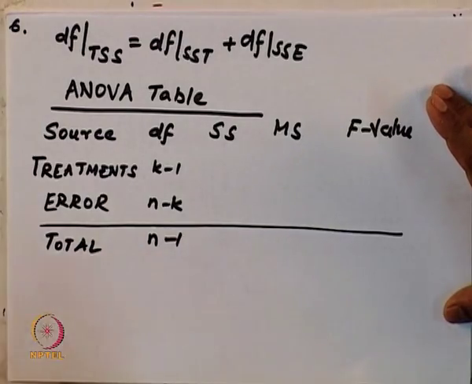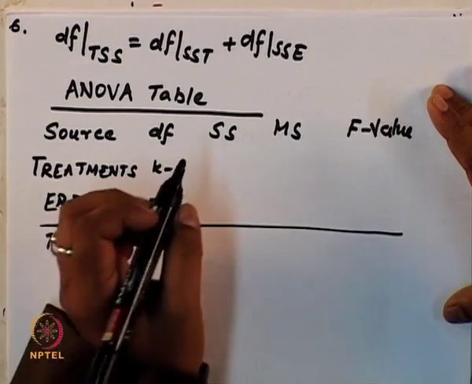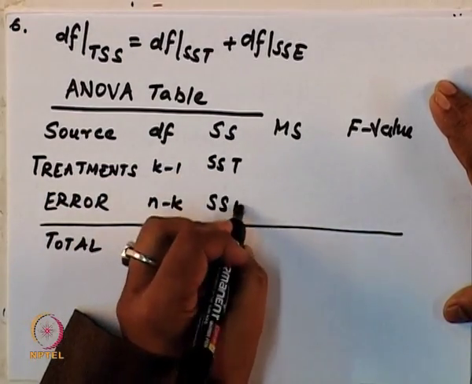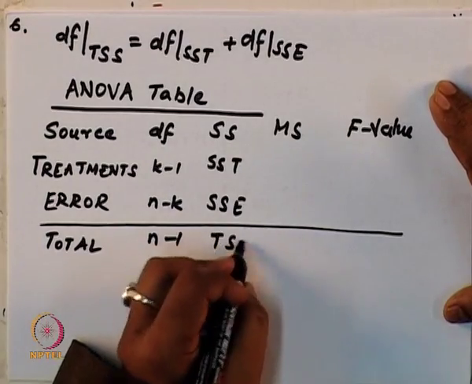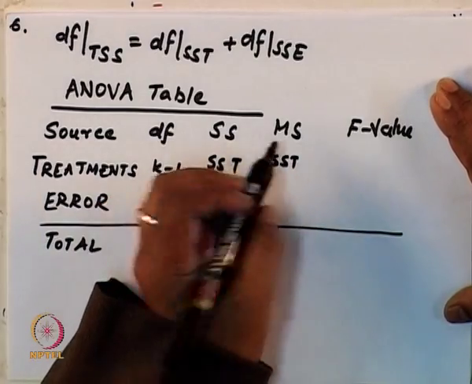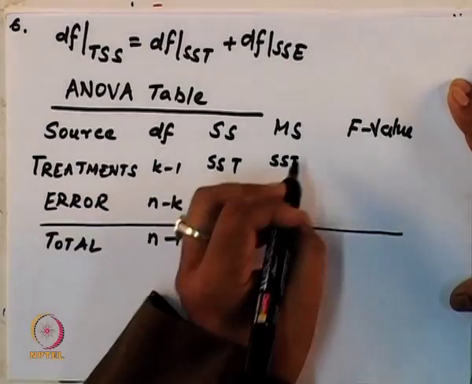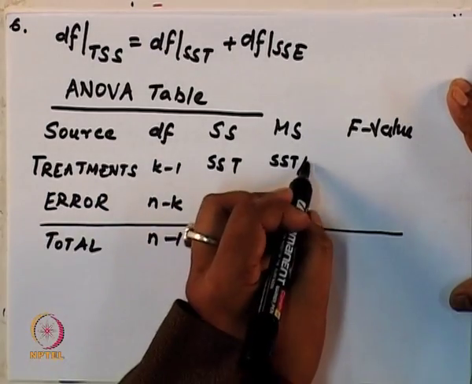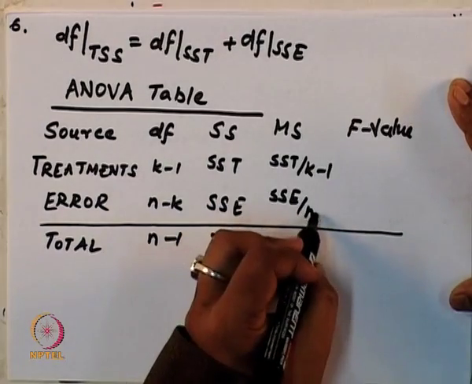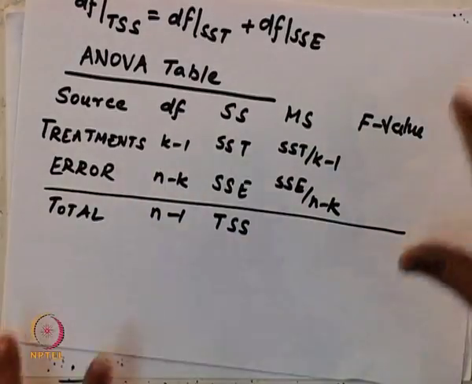So, you can calculate this as, you just write SST or SSE, and this is your TSS. This is given by SST. So, this is the mean square, either the mean square of treatments or the mean square of error, and this is given by SS divided by the corresponding degree of freedom. So, this gives you the mean square value.